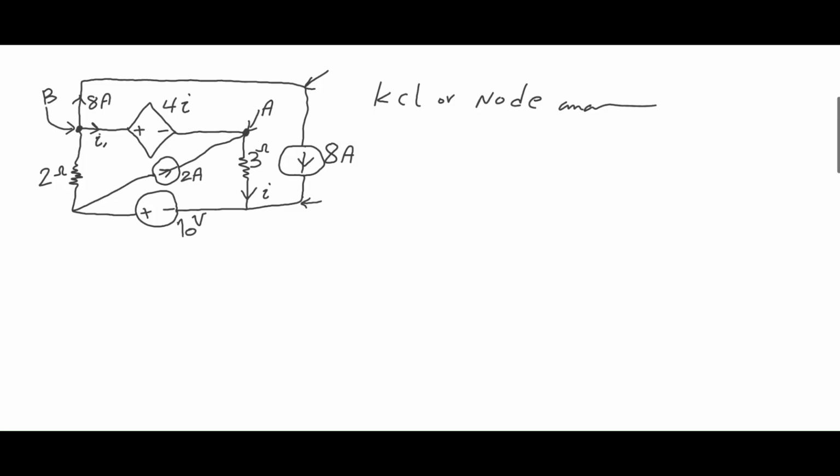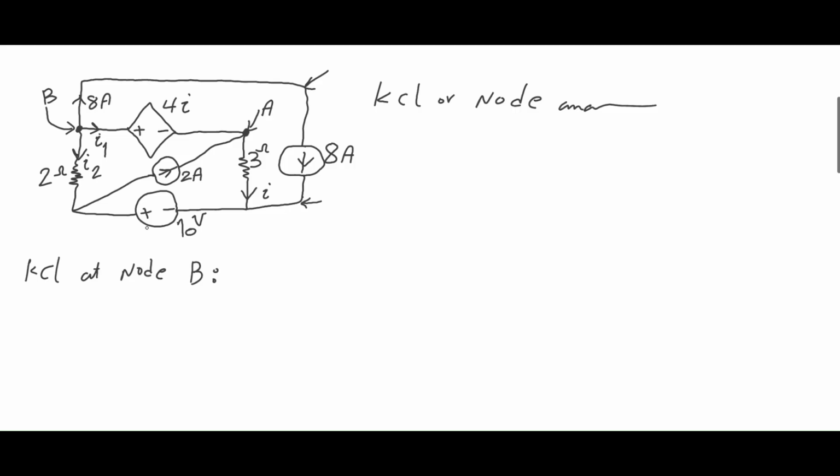And also at this node, I don't know the current either. So I just call the current of this branch I2. So I don't know the currents I1 and I2. I'm going to just solve this node first. So let's solve the equation at KCL of node B.